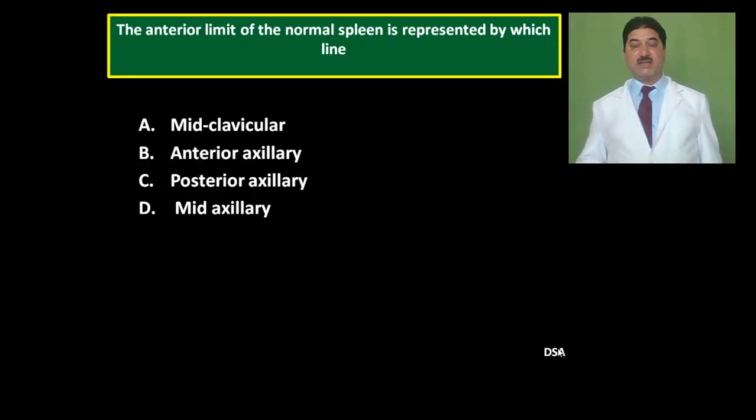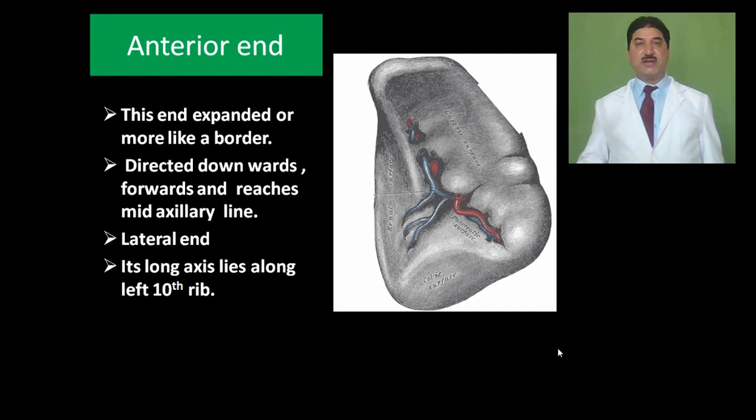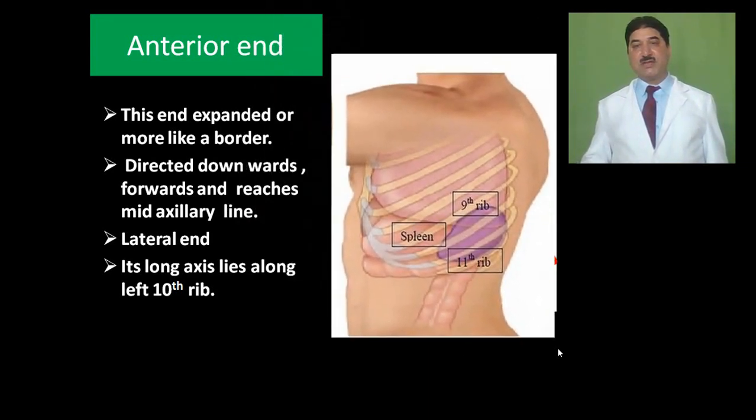Normal spleen is represented by which line? Mid-clavicular, anterior axillary, posterior axillary, mid-axillary. Mid-axillary is the correct option. The anterior end of the spleen is more like a border. It is directed downwards and forwards, and reaches the mid-axillary line. It is also called the lateral end of the spleen. Its long axis lies along the long axis of the 10th rib.